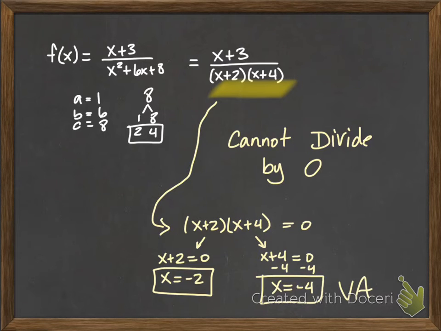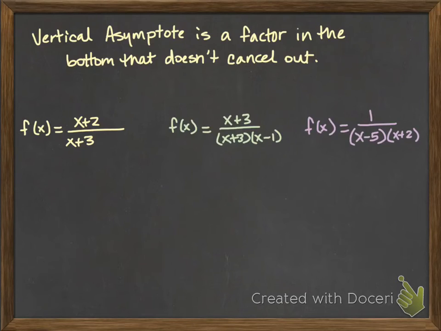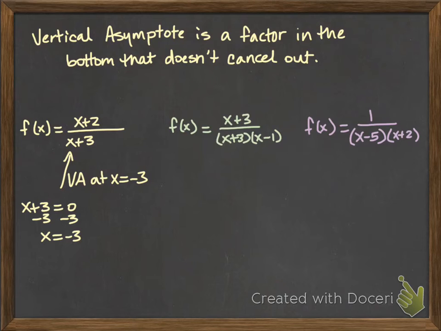So basically, your vertical asymptote is a factor in the bottom that doesn't cancel out. Let me write that down, that's an important one. Okay, so I have that written here. Vertical asymptote is a factor in the bottom that doesn't cancel out. So looking at these three examples, in the yellow one, we have x plus 2 over x plus 3. This x plus 3 didn't cancel, so that's going to be a vertical asymptote. Where it's going to be is, we set it equal to 0 and solve for x. So we have a vertical asymptote at x equals negative 3.